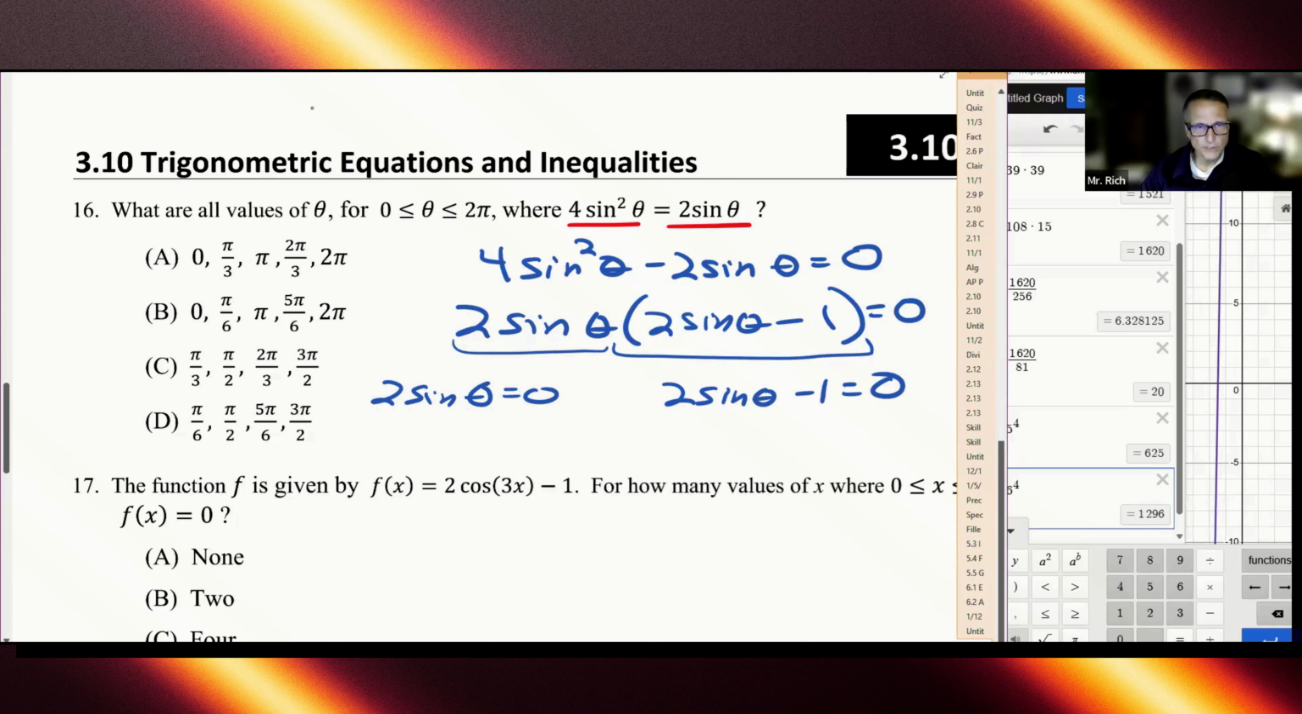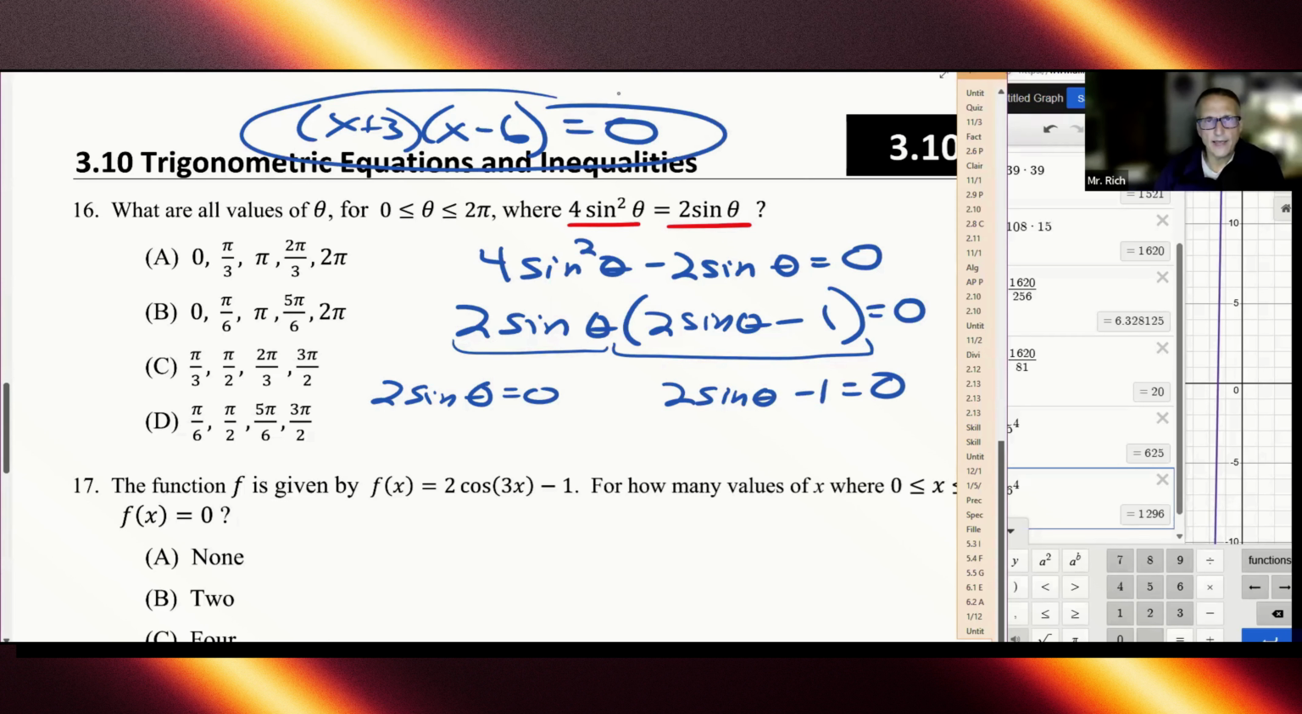This is no different. We're using the same idea that you did when you factor quadratics, and you factor and you get that, you set the x plus 3 equal to 0, and you set the x minus 6 equal to 0. It just turns out you can do those solutions, negative 3 and 6, in half a second. This takes a little bit of time now to solve these equations. Well, and a knowledge of the unit circle. So I'm going to divide by 2 and I get sine theta equals 0.